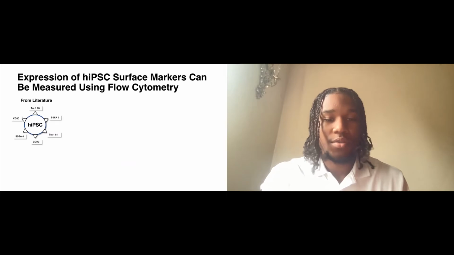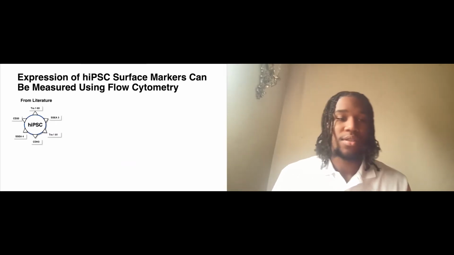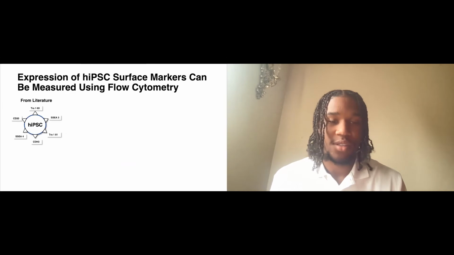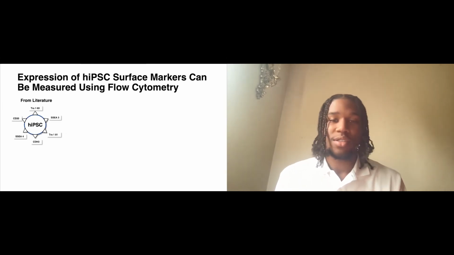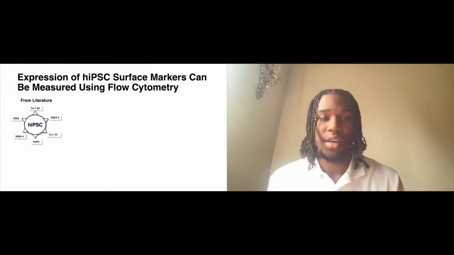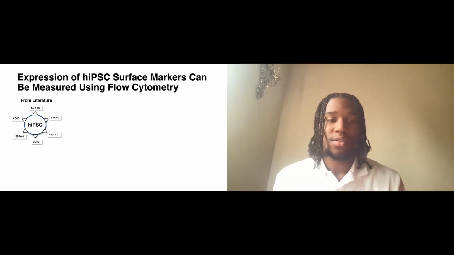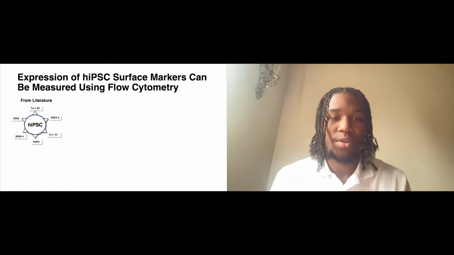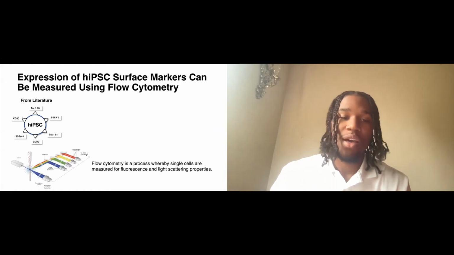From the literature, we see that the cell surface markers TRA-1-60, SSEA3, TRA-1-81, CDH3, SSEA4, and CD30 are all on these cells. However, this is the first time in the experiment that all those cell surface markers are in one panel. In order to answer the question, we use a flow cytometer.